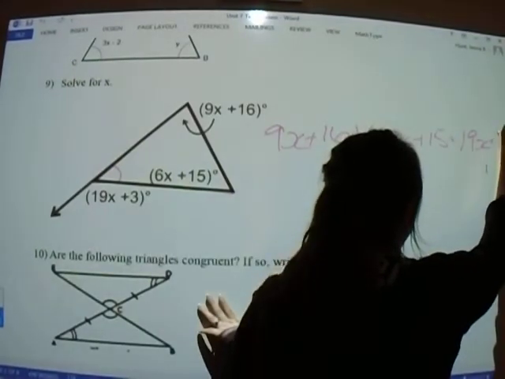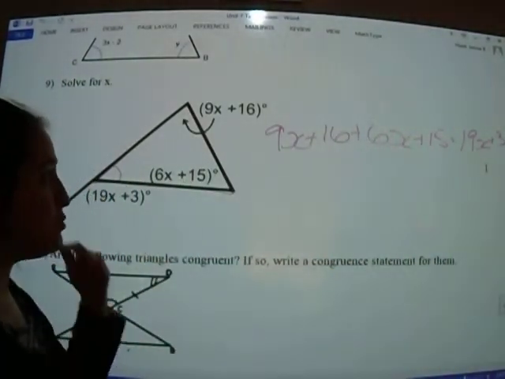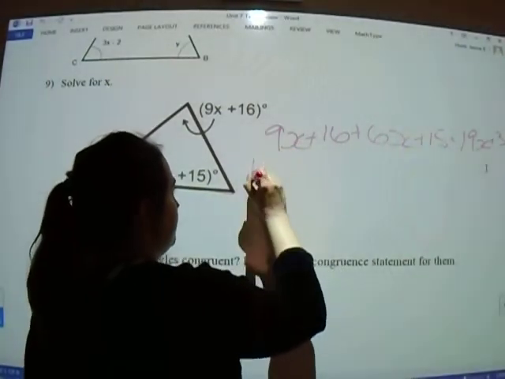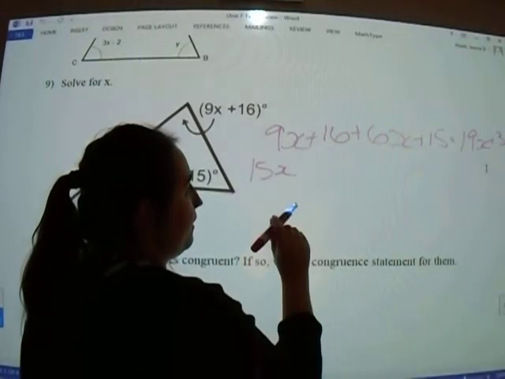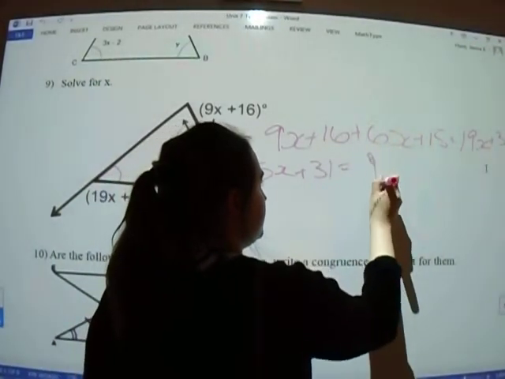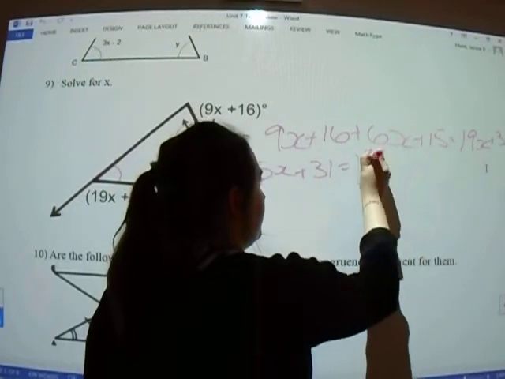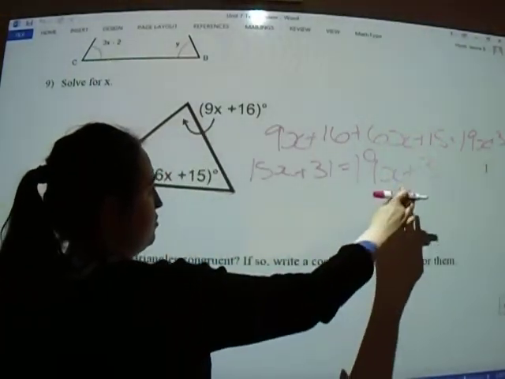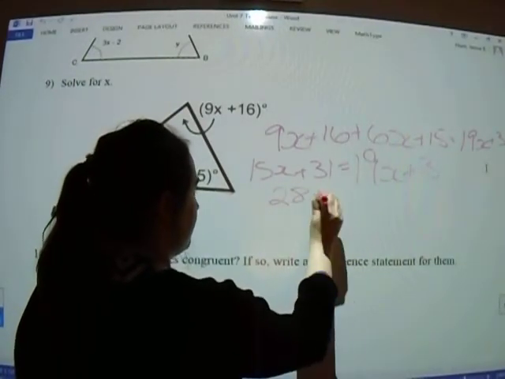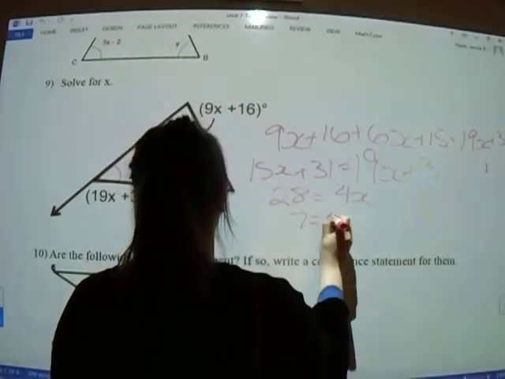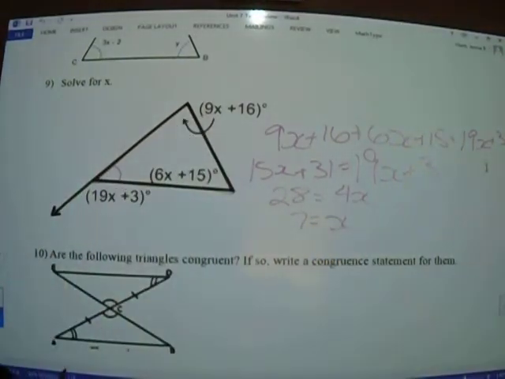Plus 30, sorry, 19x plus 30. So we combine like terms, we get 15x plus 31 equals 19x plus 3. So subtract, we get 28 equals 4x, 7 equals x. All right? That's it.